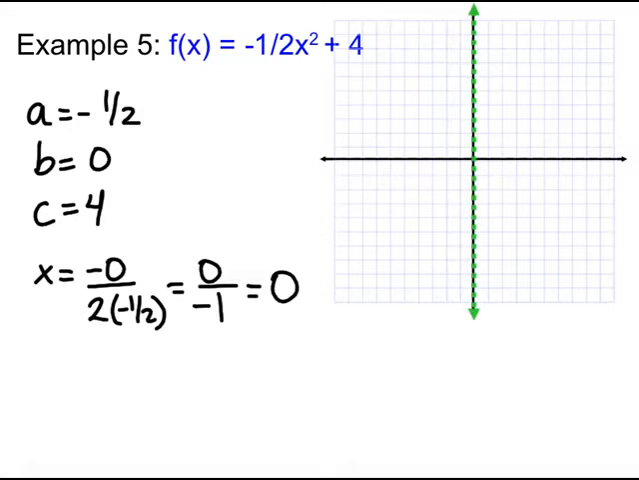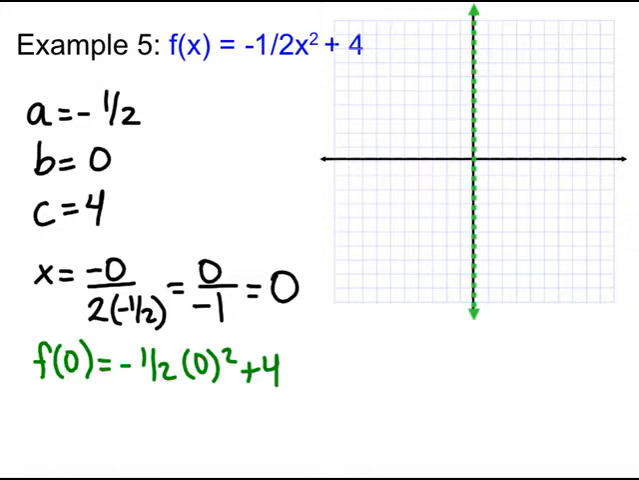We're going to plug in 0 into our function, so f of 0 equals negative 1/2 times 0 squared plus 4. 0 squared is 0, times negative 1/2 is 0, plus 4 is 4. So my vertex is at 0, 4. I plot my vertex at 0, 4.